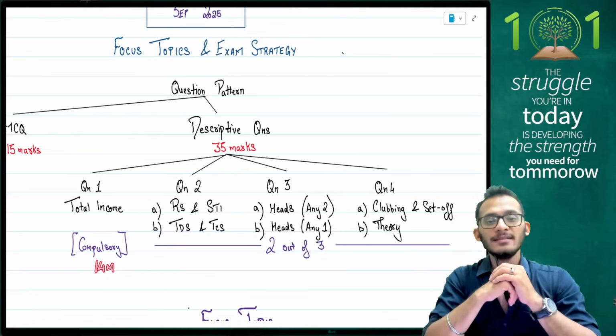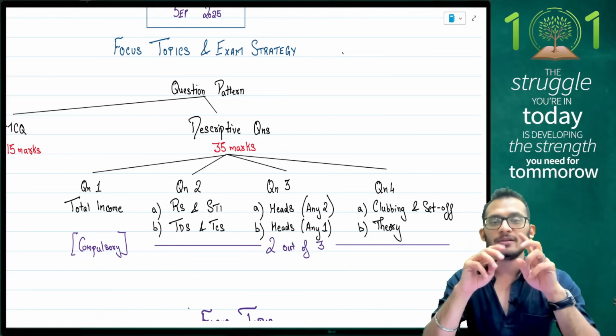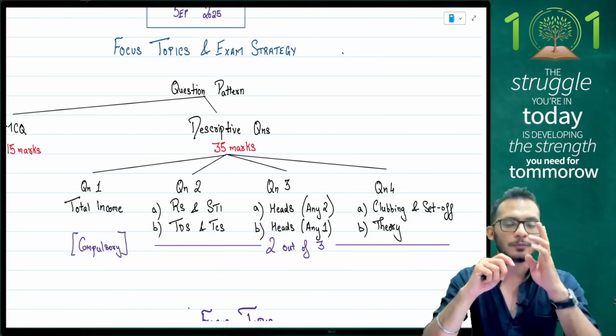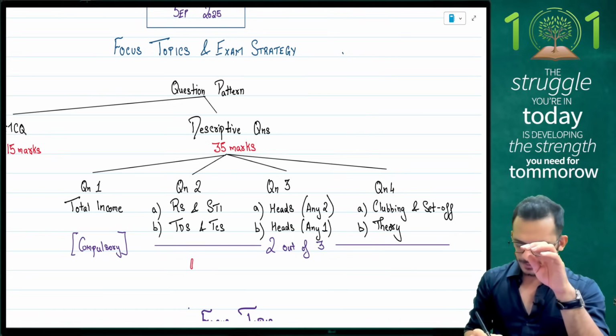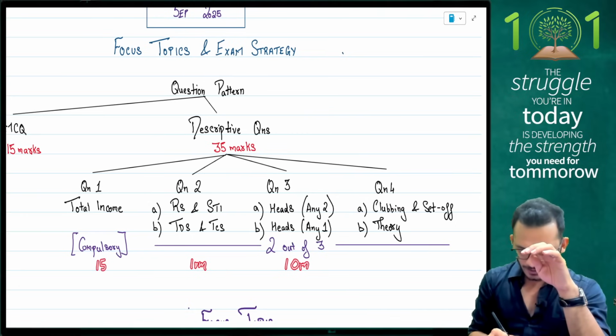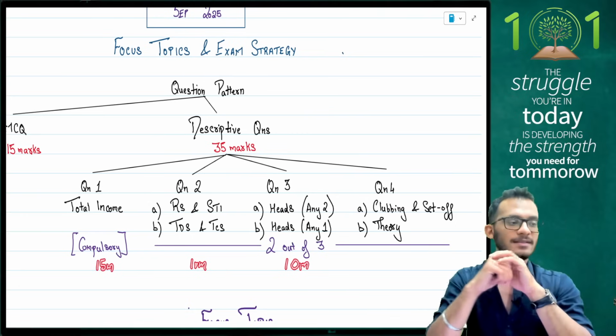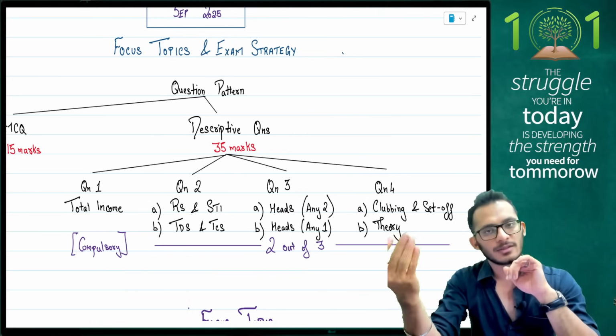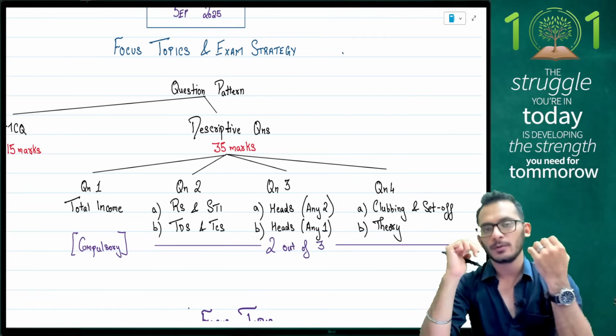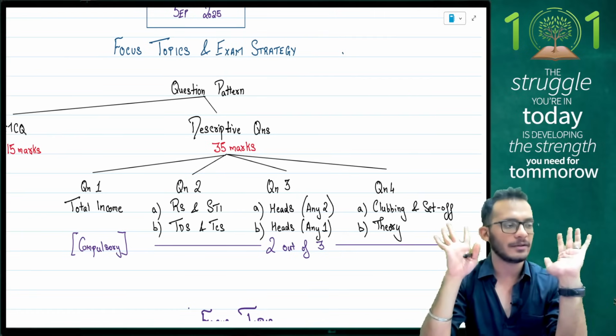As regards the other 3 questions, you'll be given 3 questions where you have to choose 2. 2 individual questions being 10 marks each. So 10 marks is what you'll be looking at for each question. So this is 15 marks of your compulsory question plus 10 marks for question number 2, 10 marks for question number 3 and 10 marks for question number 4. You can pick any 2 out of 3, thereby making it 35 marks.